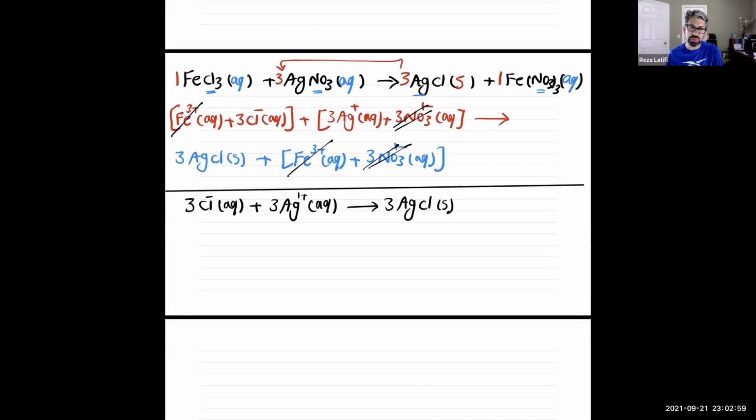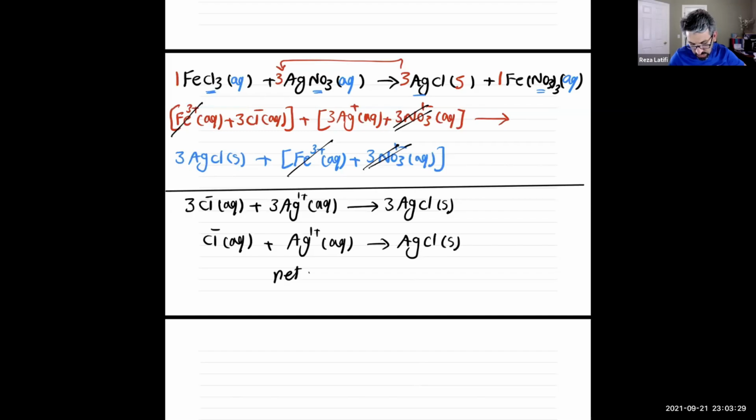Technically, this is the net ionic equation, but we don't need to have 3 for each compound. Get rid of the 3, make it simple. You say 1 chloride plus 1 silver ion will give me 1 silver chloride. This is going to be the net ionic equation. I think we did enough examples about solubility and net ionic equations.